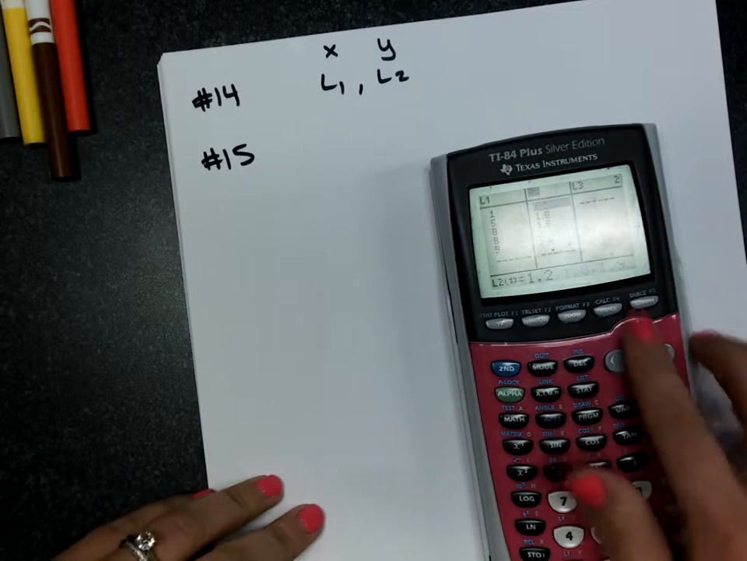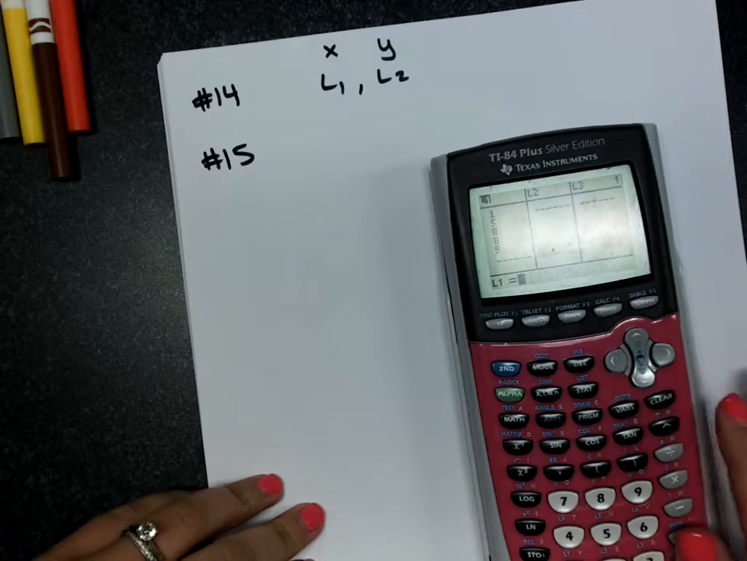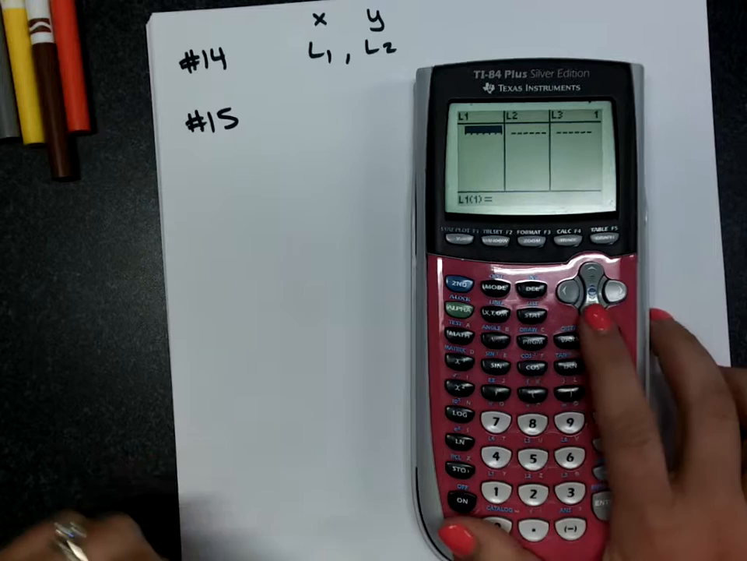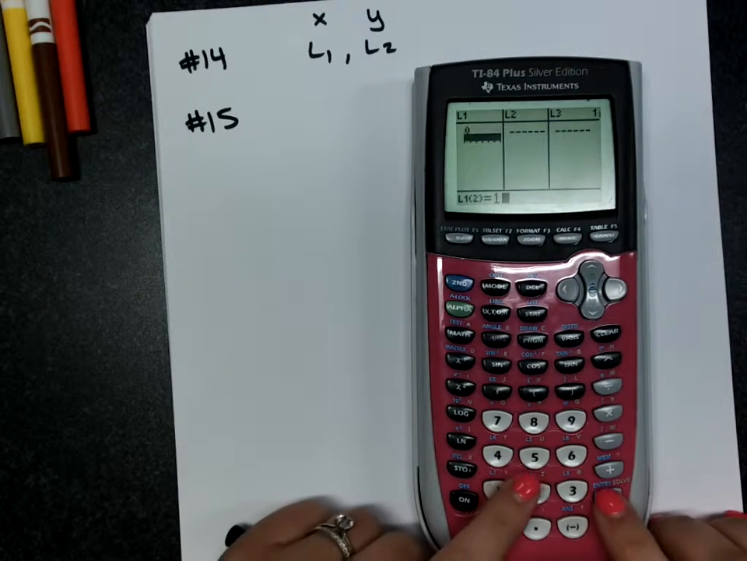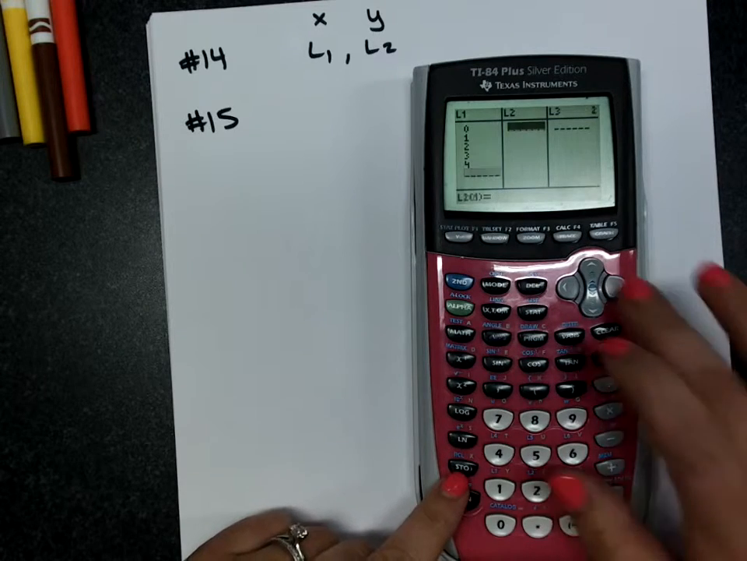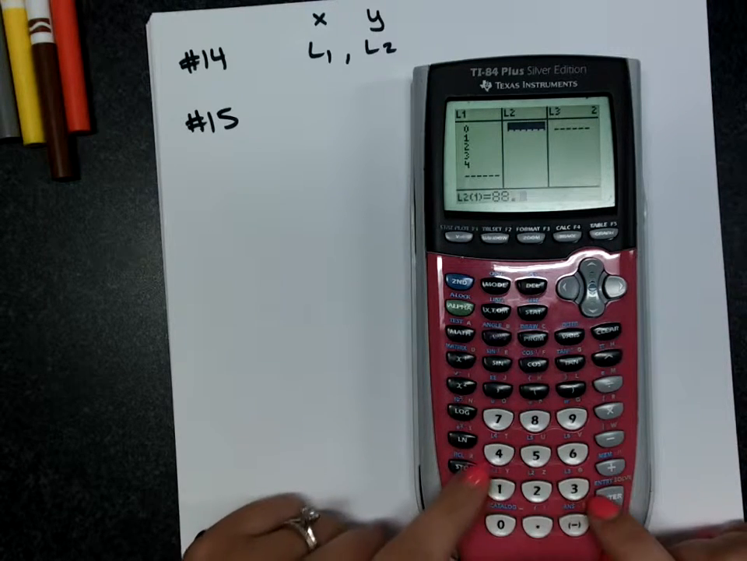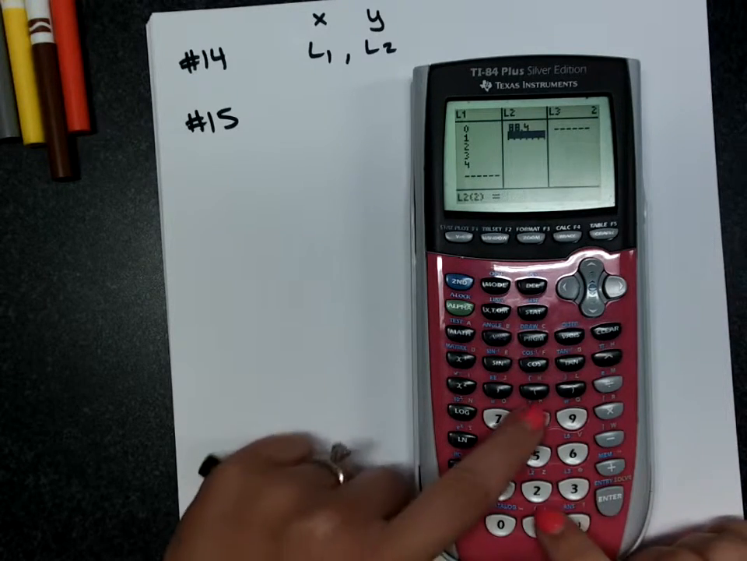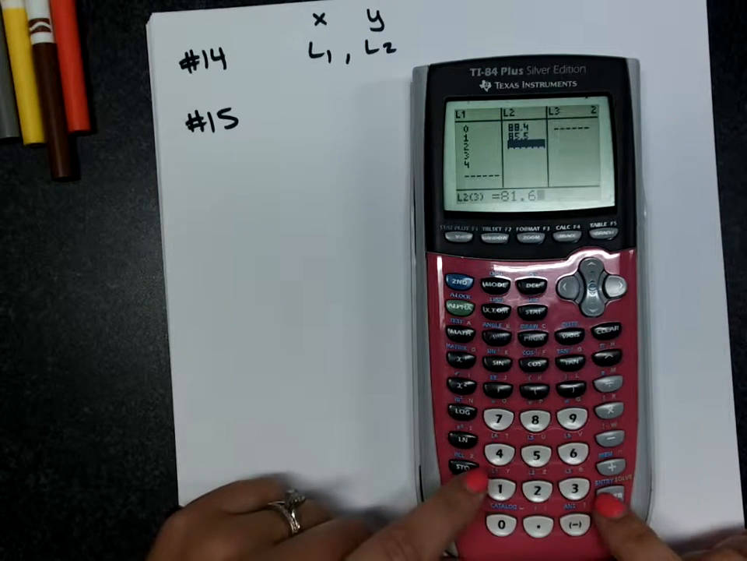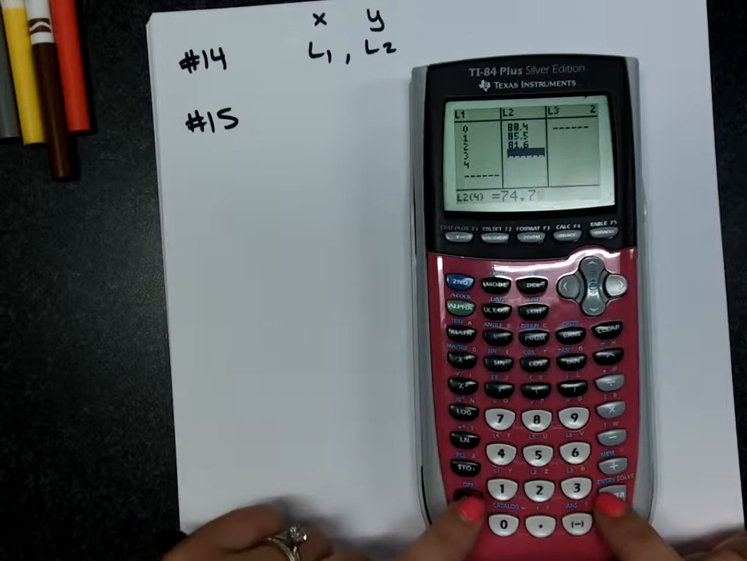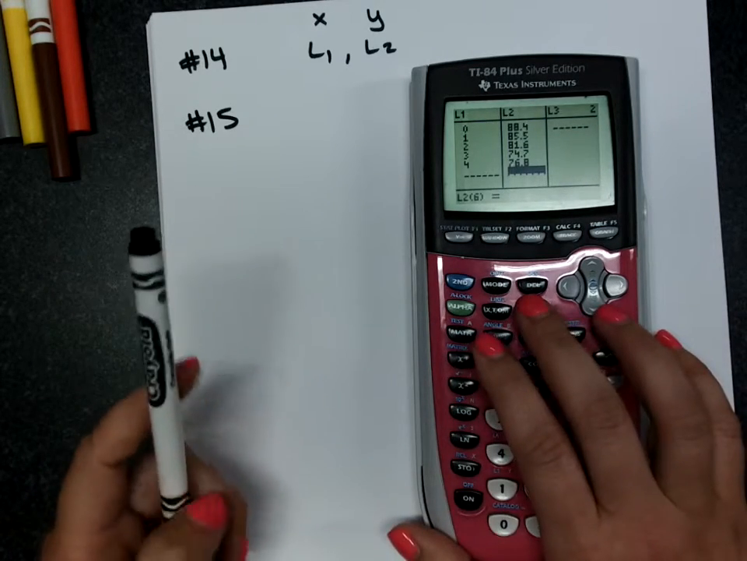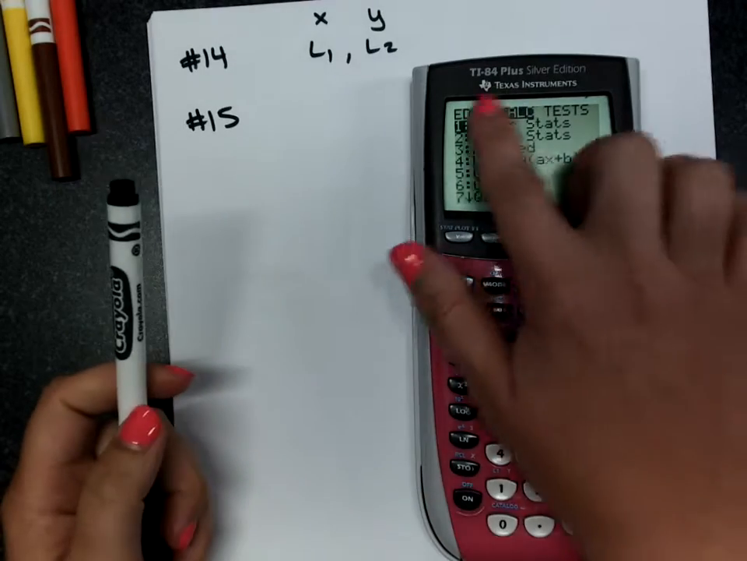So again, if you go to stat edit, you can clear out L1 and L2 by going up and then pushing clear. And we'll put the new numbers in, 0, 1, 2, 3, and 4. And then 88.4, 85.5, 81.6, 74.7, and 76.8. And then it wants the equation, so stat calc.